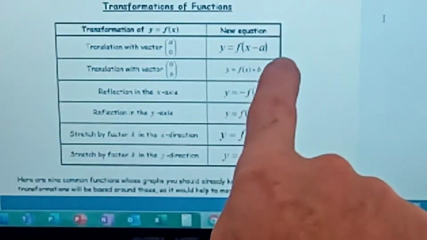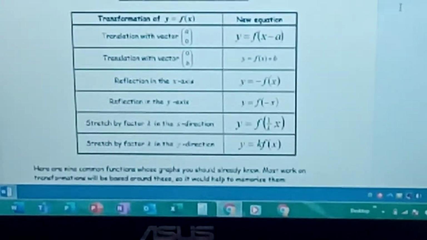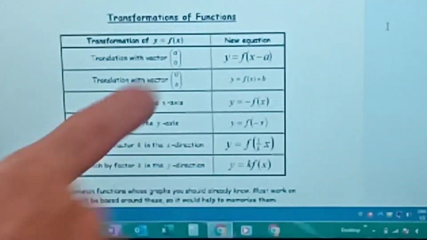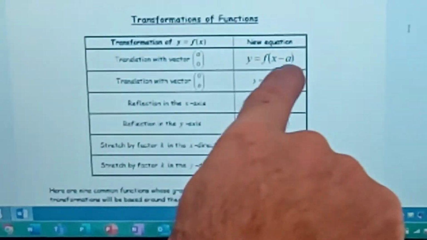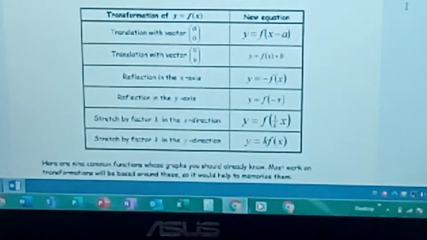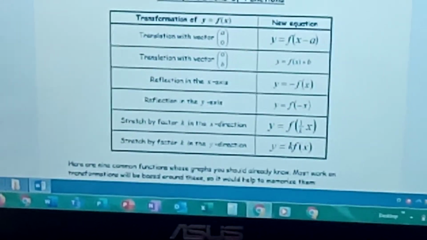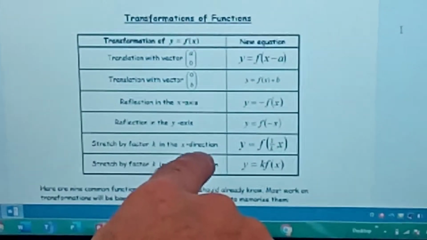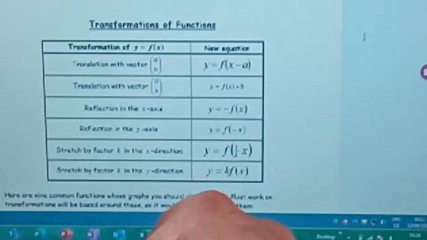If the change appears in the bracket, it will change the x's and do the opposite of what you think, as we'll see here. So a translation of, say, 3 in the x direction will be written as f of x minus 3 in the bracket. Similarly, a stretch of scale factor 2 in the x direction will be written as f of x over 2 in the bracket. So the bracket will do the opposite of what you think.